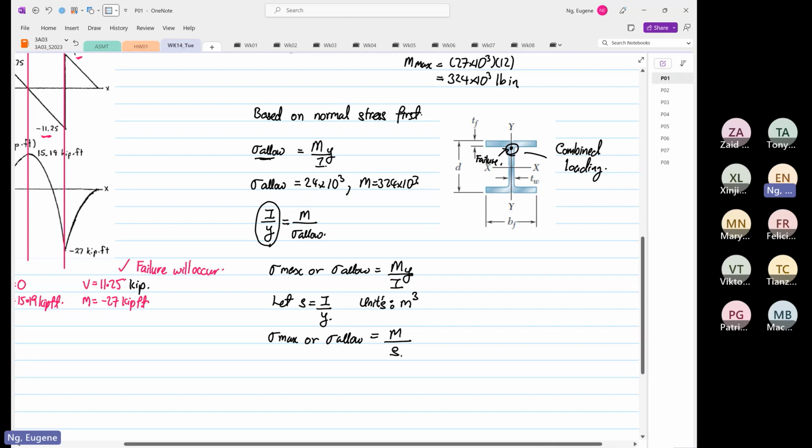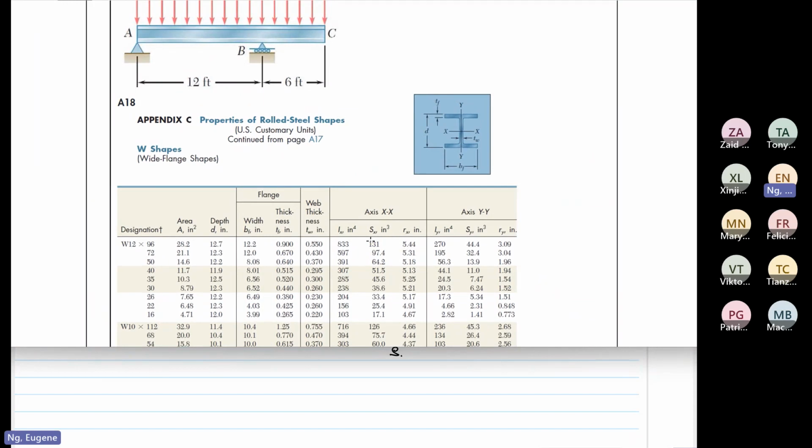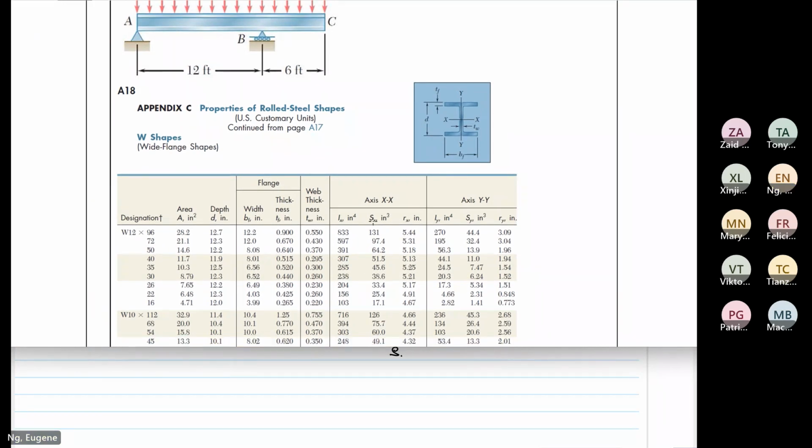Now, why are we doing this? Everything is in inches. It can be inches cube or meter cube. Why are we doing this? Because this is given in the table. You can see over here, this is the S that's given, right?